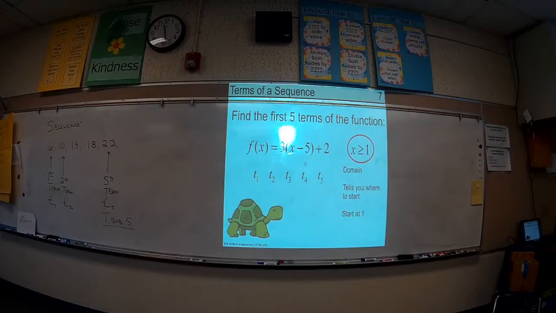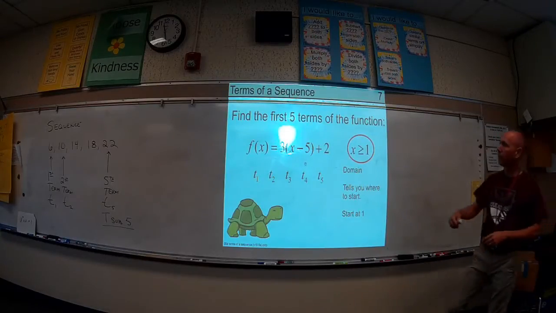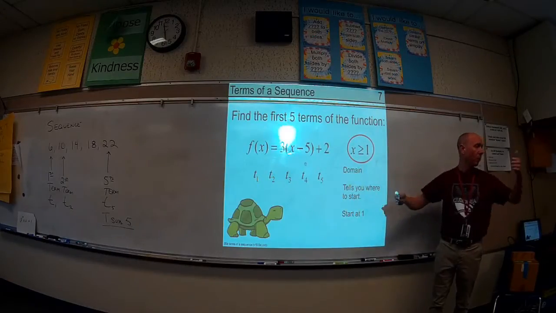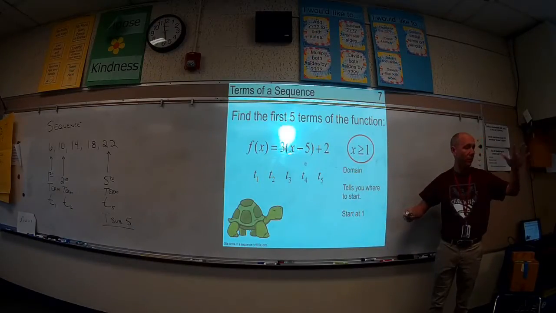First 5. You're finding 1, 2, 3, 4, and 5. This is telling you where to start. Start at 1. Find 1, 2, 3, 4, 5.